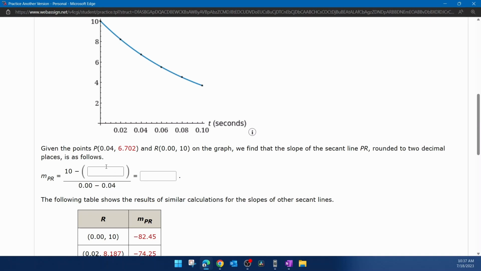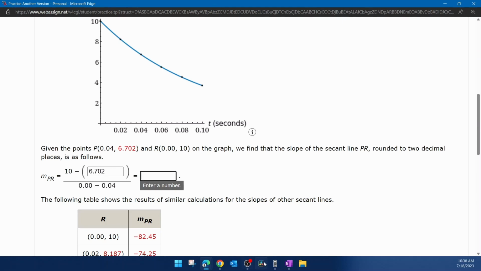And they have set up every value except for y1. And so that y value is going to be the red number highlighted here. So all I have to do is fill in that value with 6.702. The rest of the values are already populated.